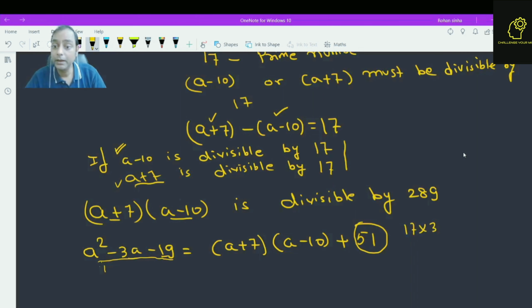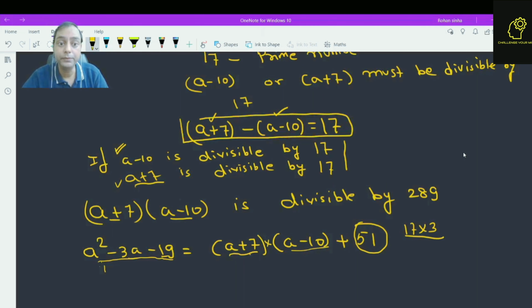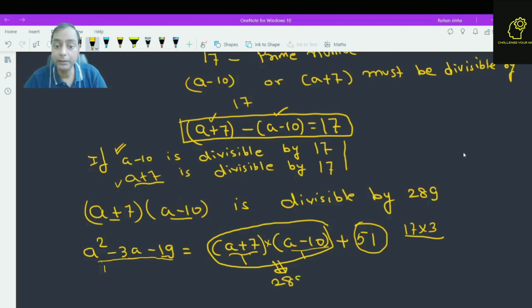If this is divisible by 17, this means the product of a plus 7 and a minus 10 is also divisible by 17, but the difference of a plus 7 and a minus 10 is how much? This is 17. This means if a plus 7 is divisible by 17, a minus 10 is also divisible by 17. So what does it mean? This bracket term is divisible by 289 and this 51 is not divisible by 289.